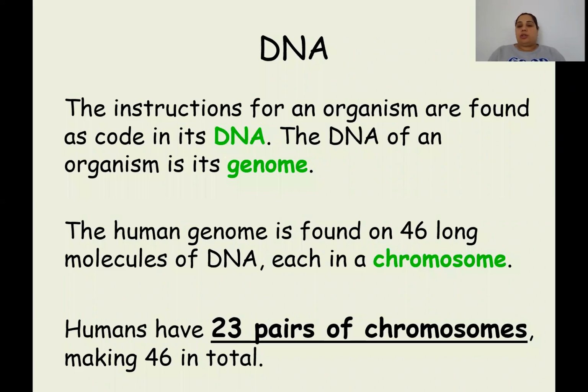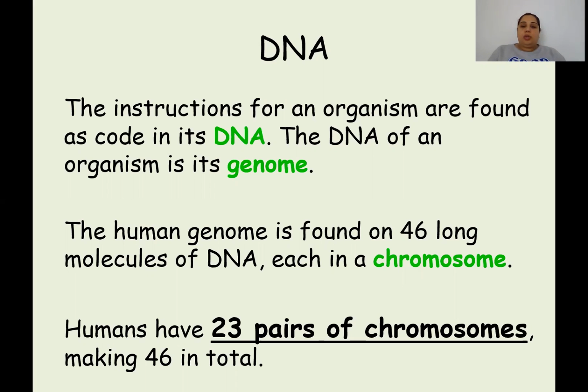It talks about the instructions for an organism, and it says these are found as a code in its DNA. So essentially what that means is how tall you're going to be, what color your hair is, what color your eyes are, the shape of your earlobes, etc. What proteins you're going to make, what proteins you cannot make, how high your metabolism is, etc. All of those instructions are actually found within the DNA, okay?